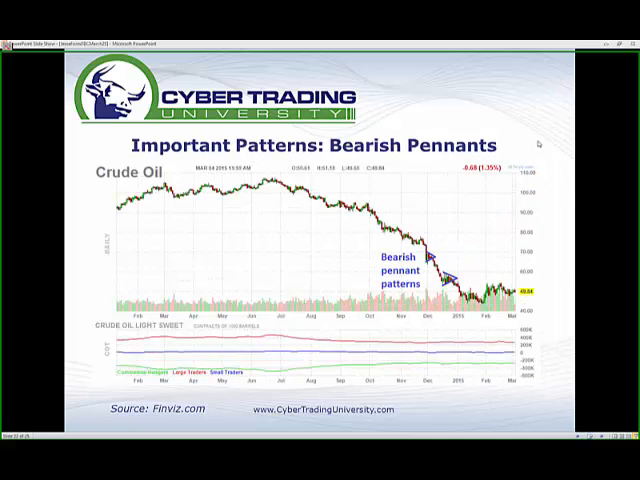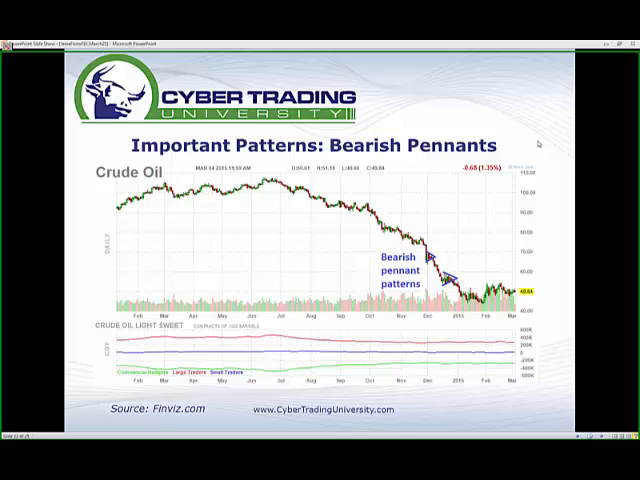Here are bearish pennant patterns on the way down. In this case, this is crude oil. This is another one I showed publicly as it was happening. You can see in early December, crude oil fell after OPEC said that they were not going to cut oil production as many market traders were expecting.